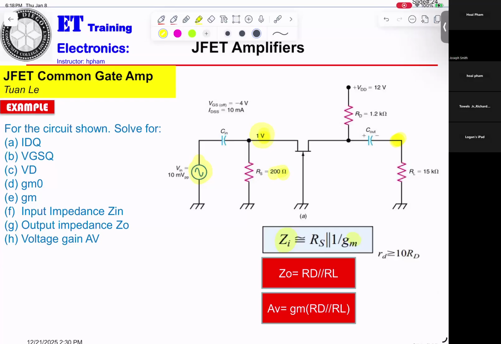G out equals RD here, parallel with the load, and the gain equals GM times RD parallel RL. So that's a little more simple than common drain.